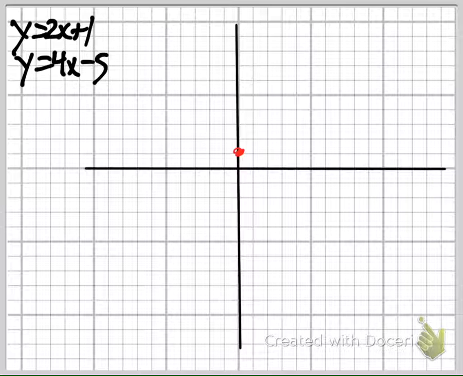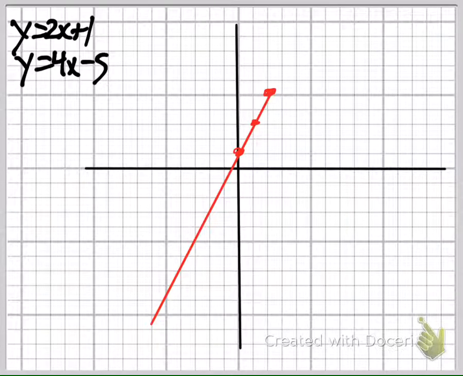So we have 2x plus 1. So these are both in slope-intercept form, which means we have mx plus b. So our slope is 2, our y-intercept is 1. So your first point's going to be at 1, and then your slope is 2. So when we have our slope as a whole number, that's 2 over 1. So we're going to go up 2 over 1, up 2 over 1, and that's our line right there.